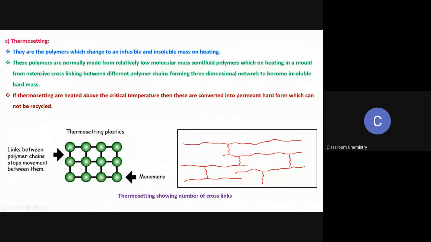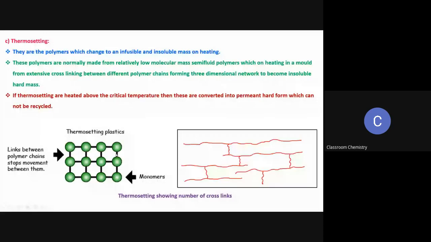So this is the polymer chain. The green spot is a polymer chain, and these are joined by the cross-linking. Due to this cross-linking, the polymer chains cannot move. So this is the monomer. A number of monomers come together to form a polymer. All of you know that.